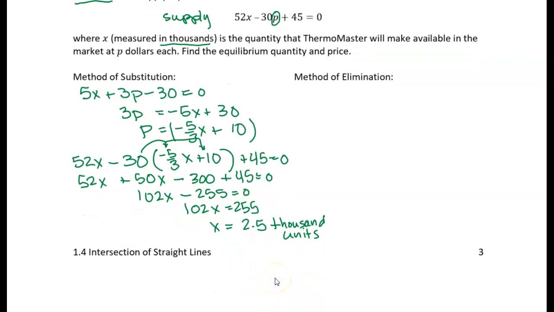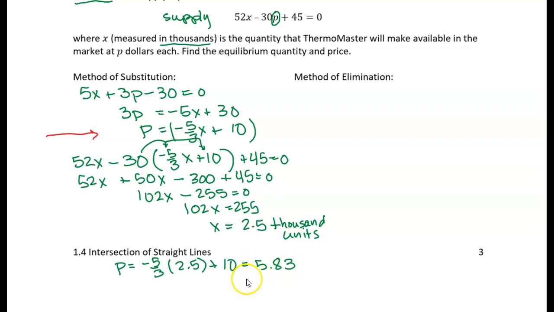And now I need my equilibrium price. And to get that, I'm just going to go back up to this equation for P. This one right here for P, right? I have an equation for P, and if I just plug that X value in there, then I'll get the equilibrium price. So P is equal to minus 5/3 times X, which I know now is 2.5 thousand, and then plus 10. So that tells me I get 5.83 for my equilibrium price.